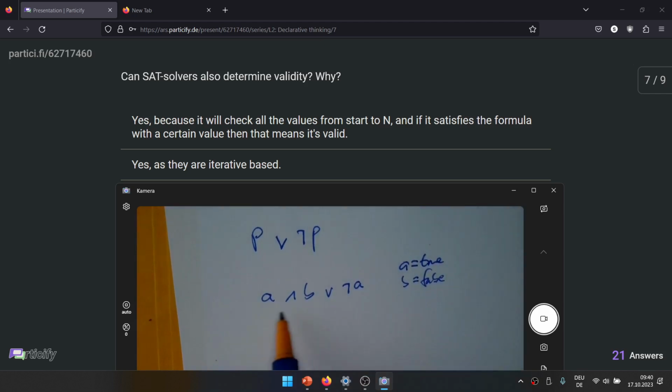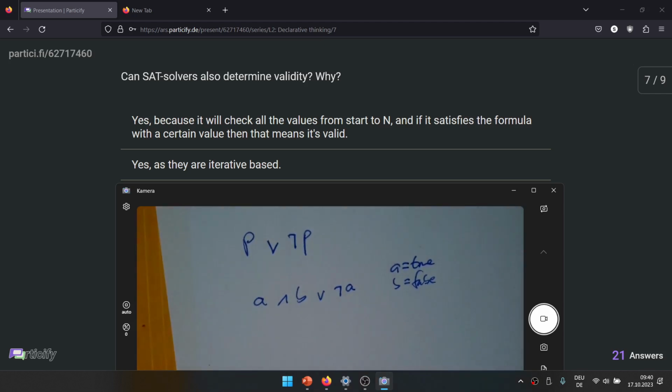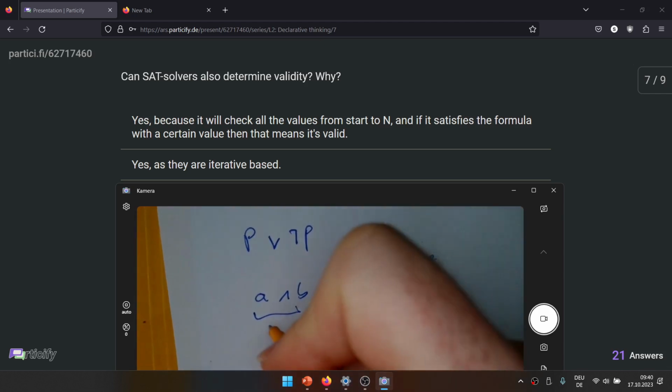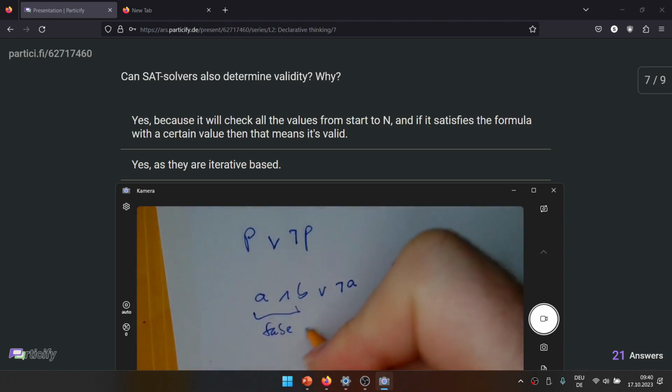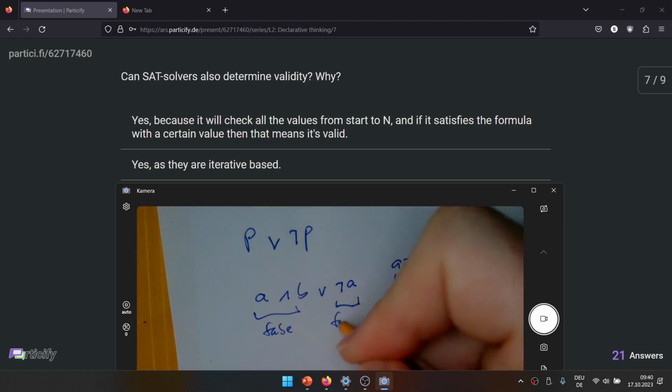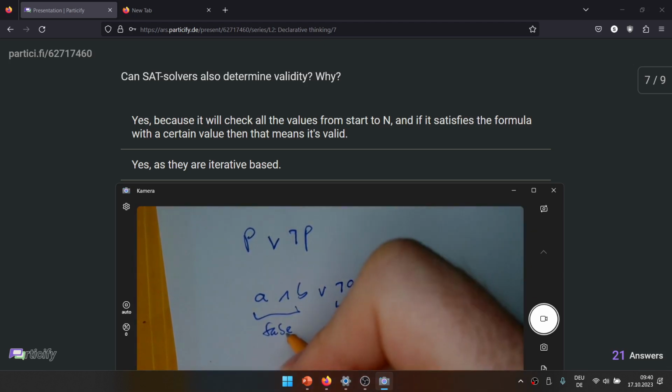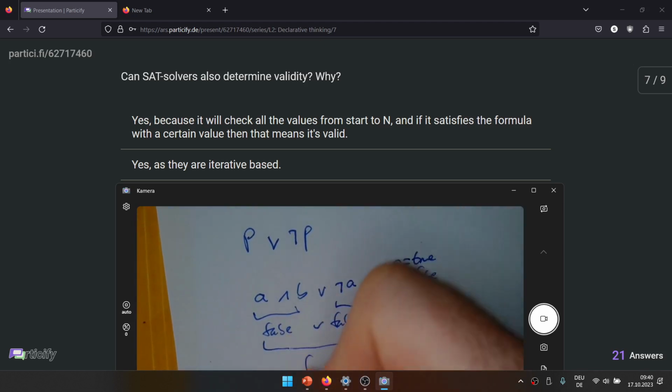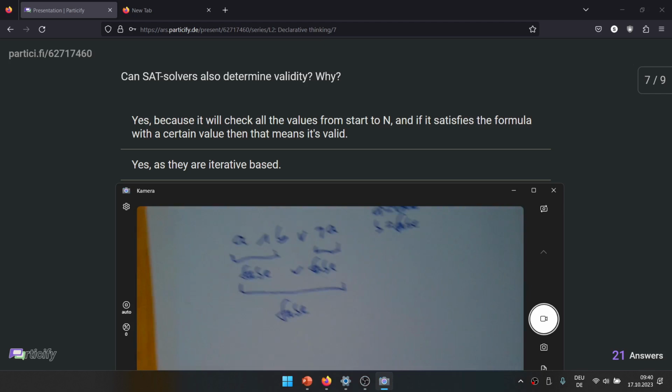Then the AND goes first because it binds stronger than the OR. So A and B is true and false. This gives us false. And then not A gives us false. And then we have false or false. This again gives us false.